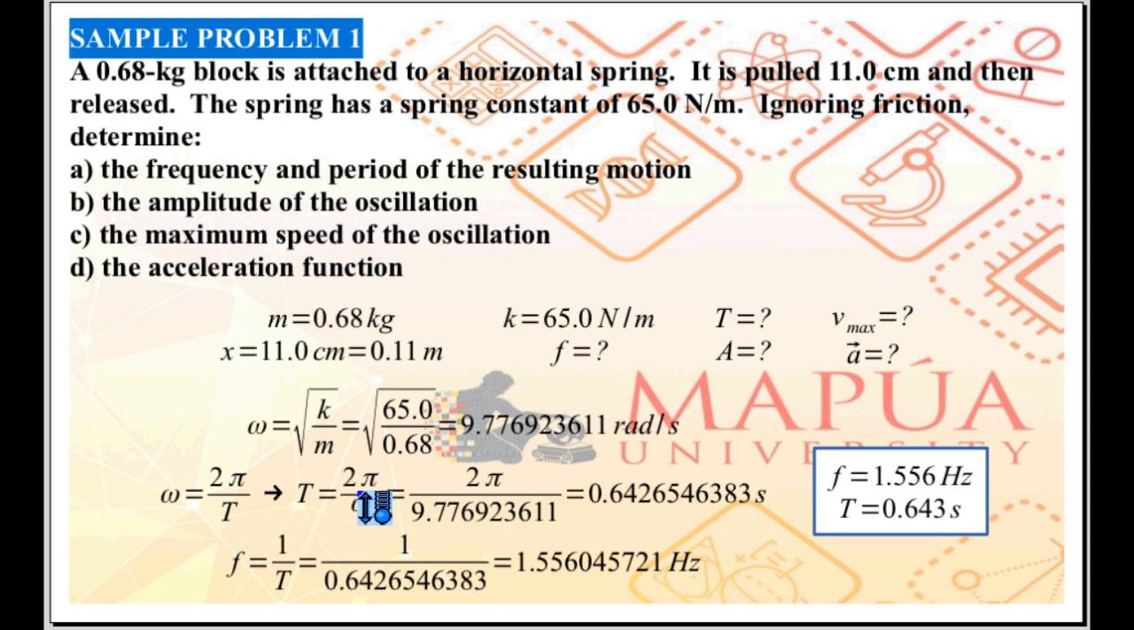Another equation for omega is omega equal to 2 pi over T, the period. Isolating T, T is equal to 2 pi over omega. We have just calculated omega, thus we are able to determine the period of the vibratory motion: 0.6426546383 seconds. The inverse of period is just frequency. So knowing the period, we also know the frequency of the vibratory motion: 1.556045721 Hertz. So frequency is 1.556 Hertz and period is 0.643 seconds.